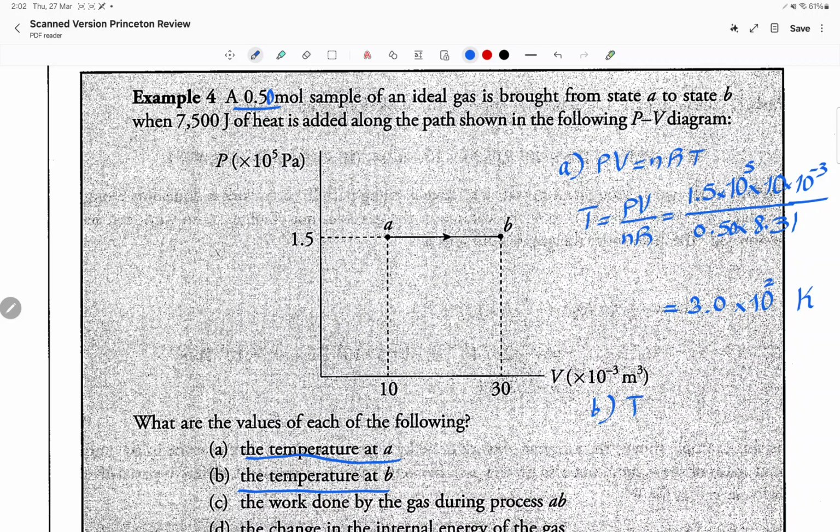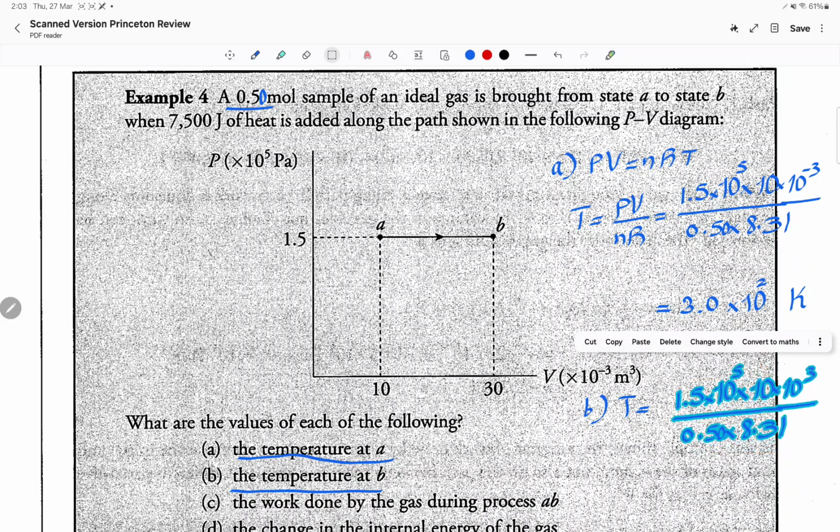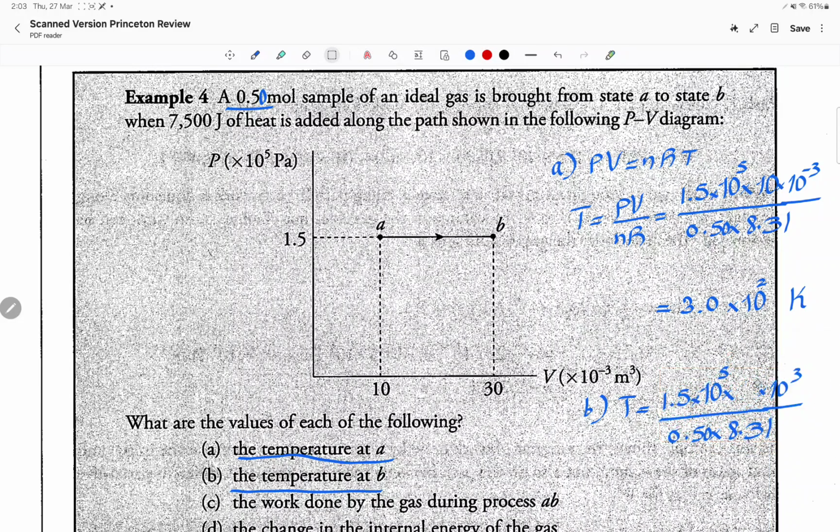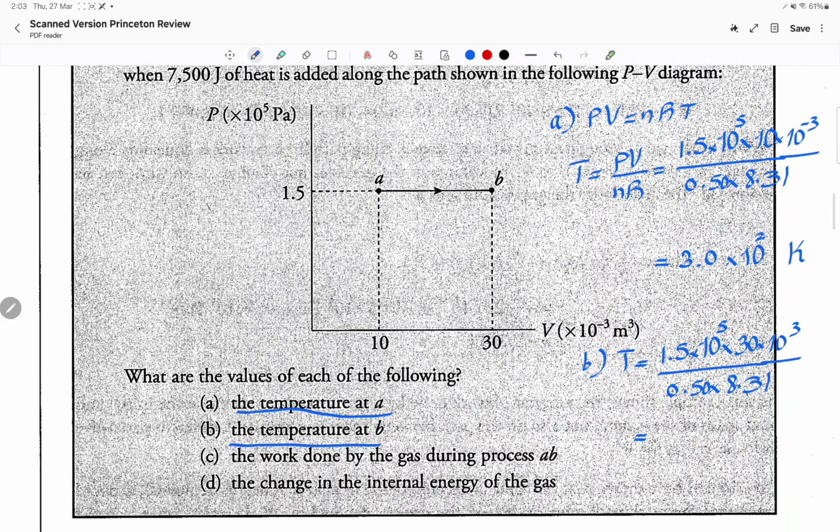Now, temperature at B. So now do the same thing, but just triple your volume, right? So copy paste your operation, but just triple your volume into a 30. I got 902. So just say 9.0 times 10 to the power of 2 Kelvin, right? Yes. Good. Now, C says find the work done by the gas during the process AB.